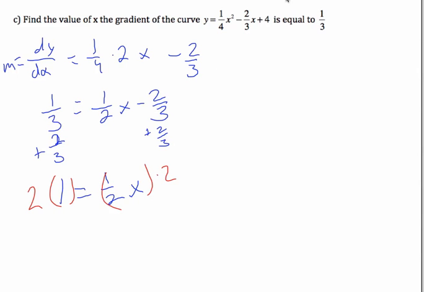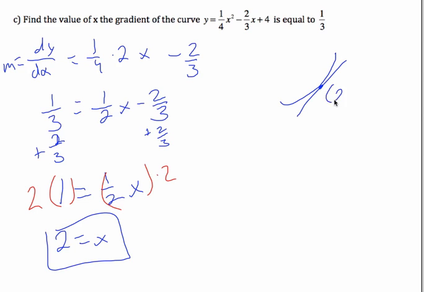And we get 2 equals x. So the x value, well, here's the curve, here's the tangent. The x value here is going to be 2. The slope is a third. We don't need the y value in this case. So the answer is just x equals 2.